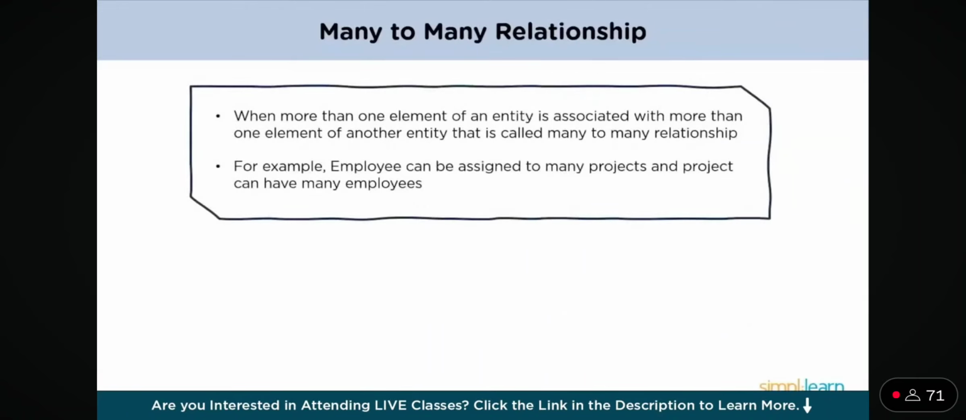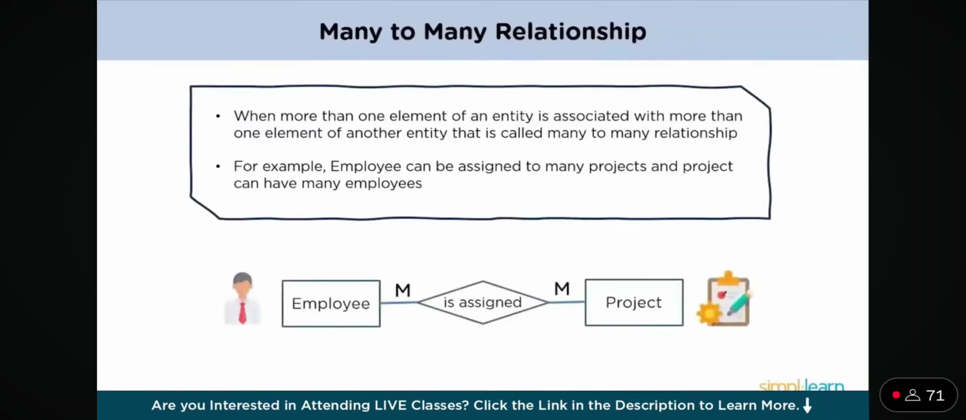Let's see many-to-many relationship. When more than one element of an entity is associated with more than one element of another entity, it is called many-to-many relationship. For example, an employee can be assigned to many projects, and many employees can be assigned to a particular project.